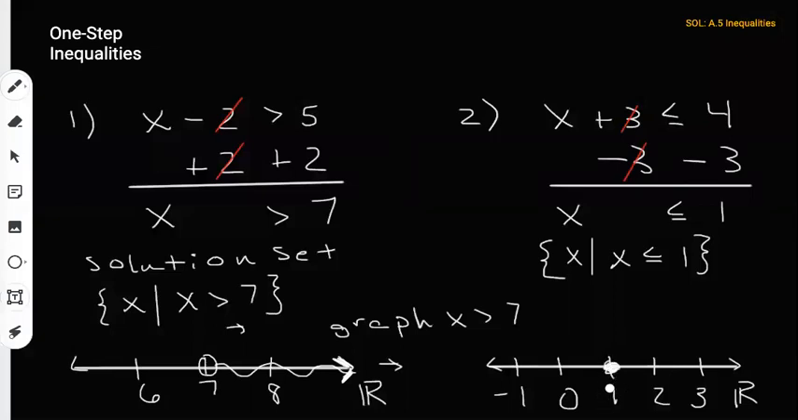And then which way do I shade? To the left or to the right? Since it's less than 1, I need to shade to the left. Another way you can think about it is the inequality sign is facing the left. It's pointing left. So that means I need to shade left.